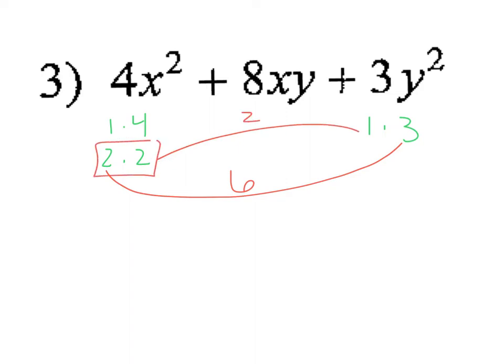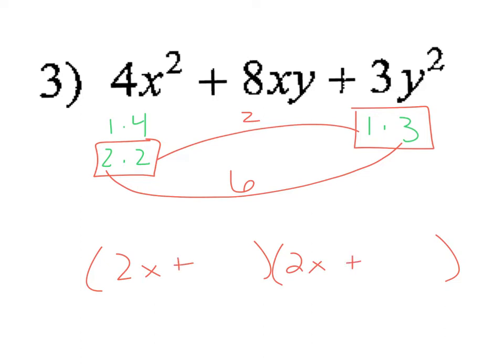So here is my combination that's going to work. So I'm going to have a 2x on the front of both, all positives. And then I'm going to have a 1y and a 3y on the back side. Don't forget about those y's back over here. Okay, make sure. And then again, check to make sure you've got it correct.